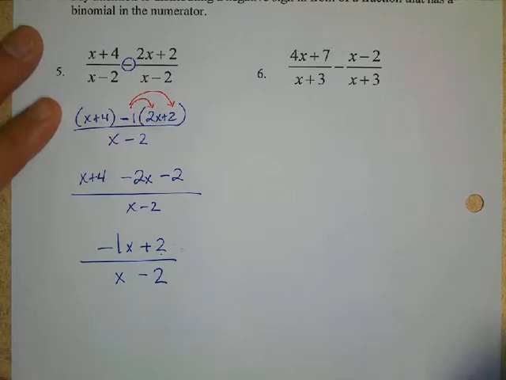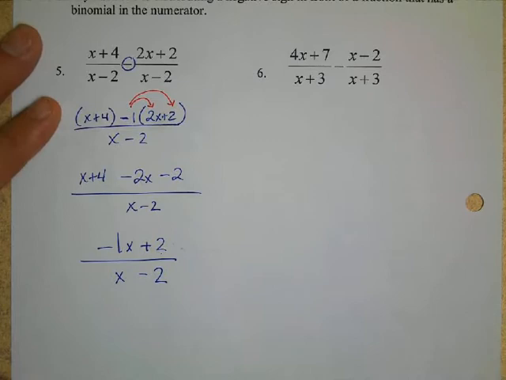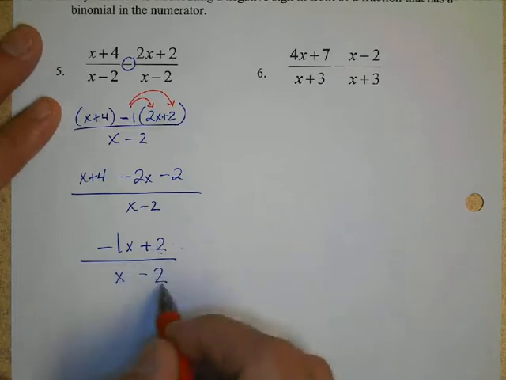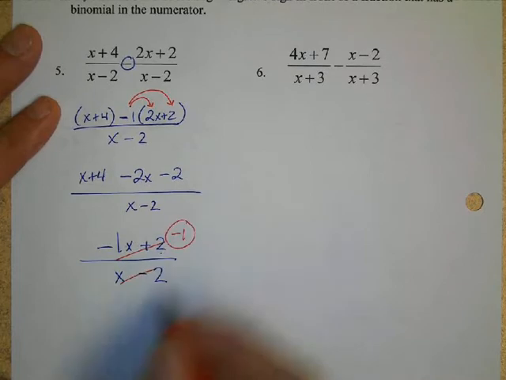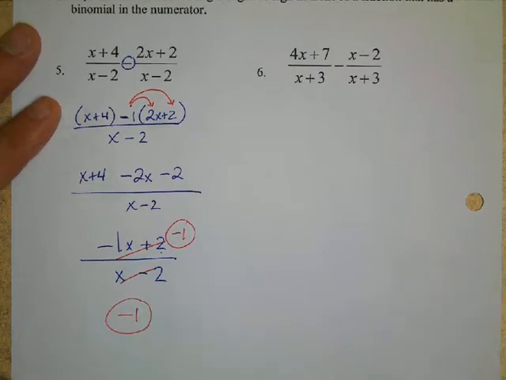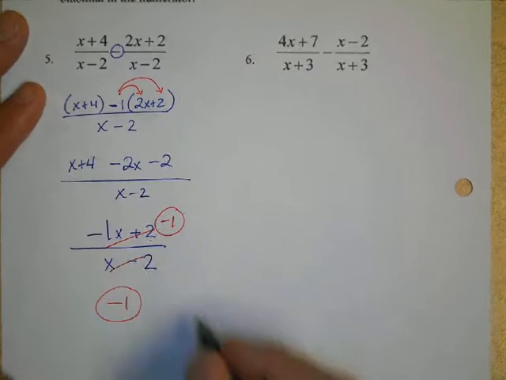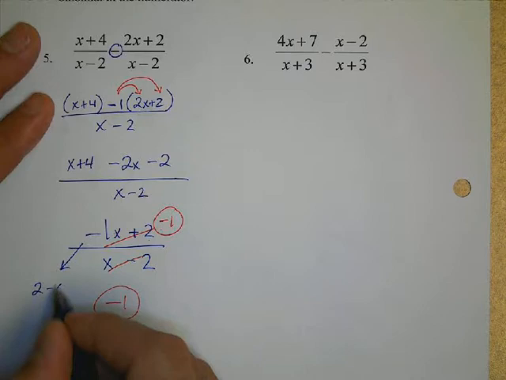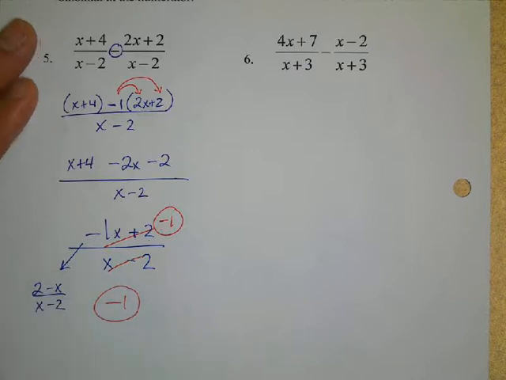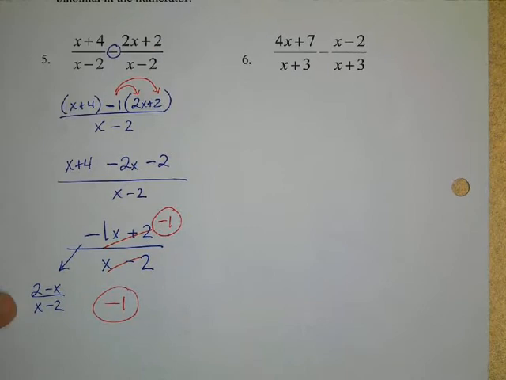Just like in the previous problem, hopefully you realize that these two are opposites of each other. Both the x's and the 2's are opposite, and so opposites cancel to negative 1. Now, if you didn't recognize that fact, maybe you can think, how could that top be rewritten? Well, that is really 2 minus x. Maybe it's easier for you to recognize opposites if you rewrite it with the number in front.